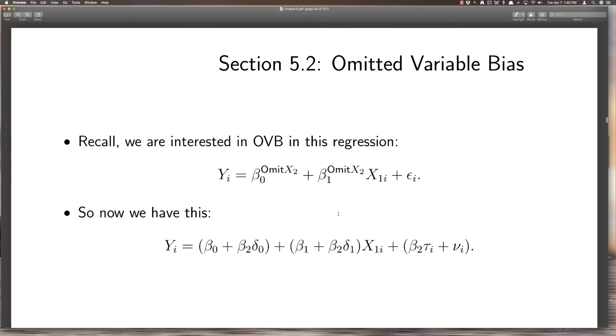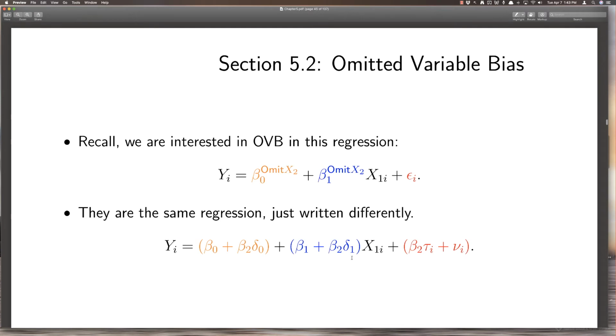All right. So this was the original bad regression, right? This is the one where x2 is omitted. And what we have from that is this. Notice there's no x2. x2 is omitted here. So these are just the same regression, just written differently. This slope will be the same as this term.